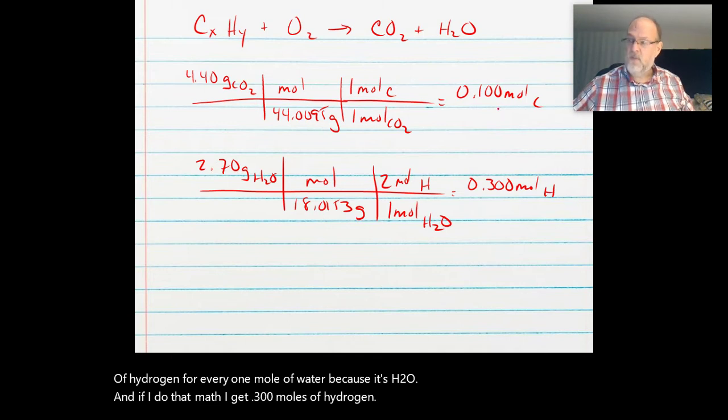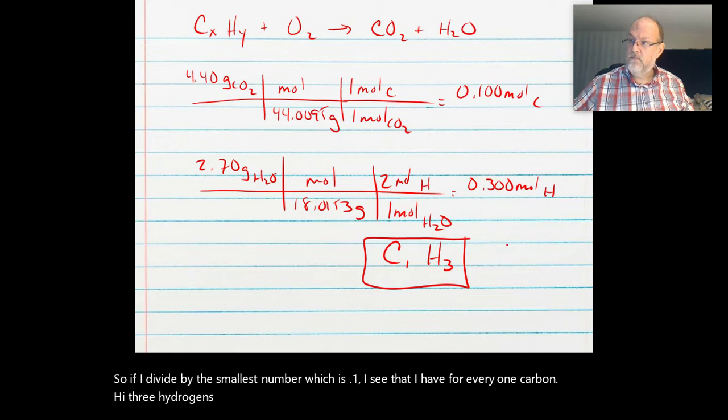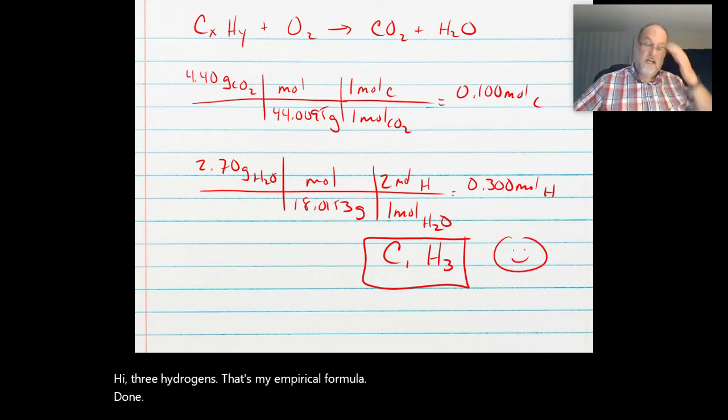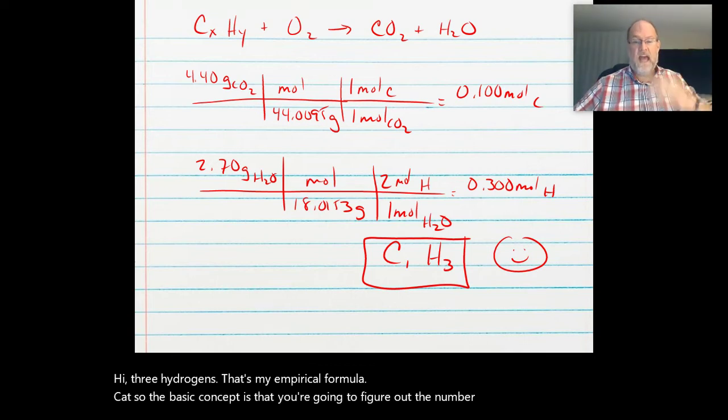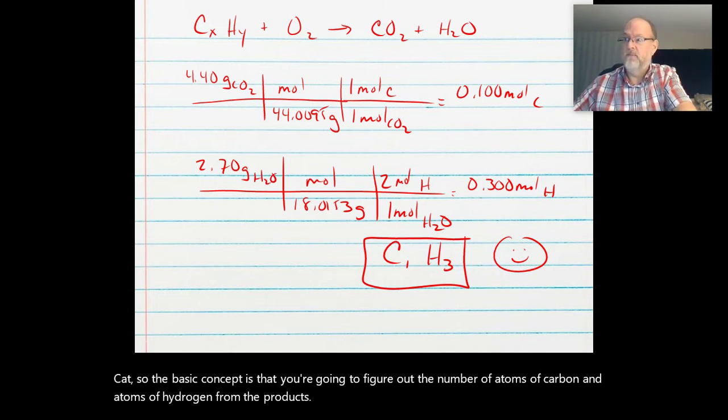So if I divide by the smallest number, which is 0.1, I see that for every 1 carbon, I have 3 hydrogens. That's my empirical formula. Done. So the basic concept is that you're going to figure out the number of atoms of carbon and atoms of hydrogen from the products. Let's see if we can make this a little more complicated.